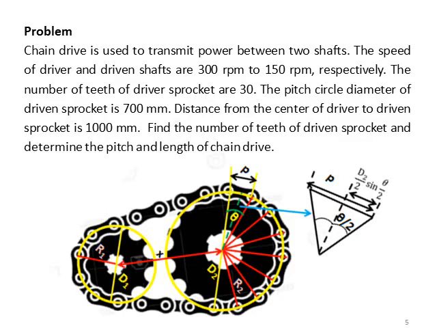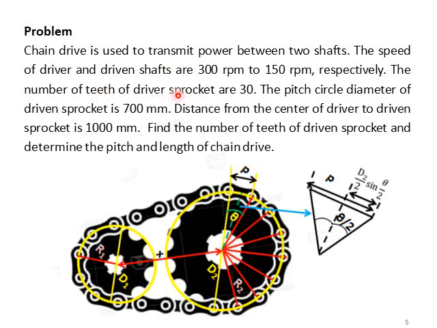How we can use the different equations that we have seen in the previous slide in a real life problem. So here is the problem that we have to solve. The statement of the problem is: a chain drive is used to transmit power between two shafts. The speeds of the driver and the driven shafts are 300 rpm and 150 rpm, meaning the speed of driver shaft is 300 rpm, speed of driven shaft is 150 rpm.